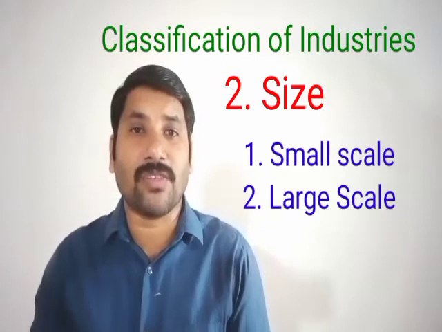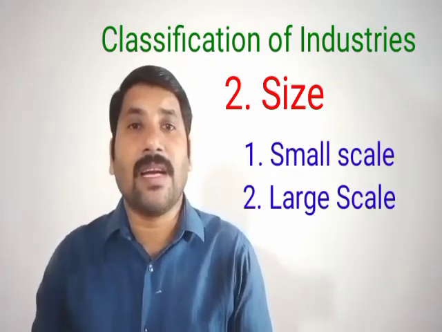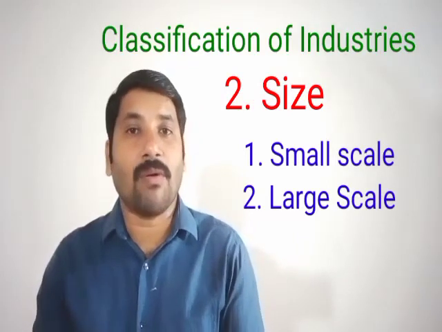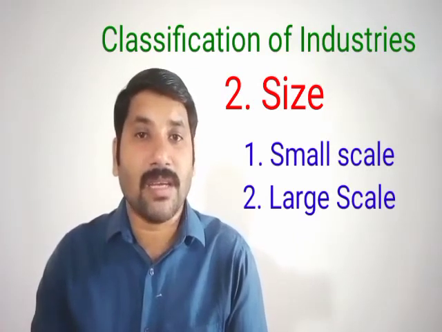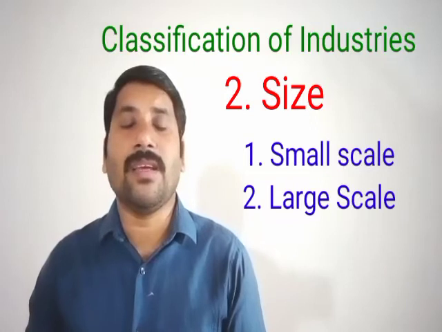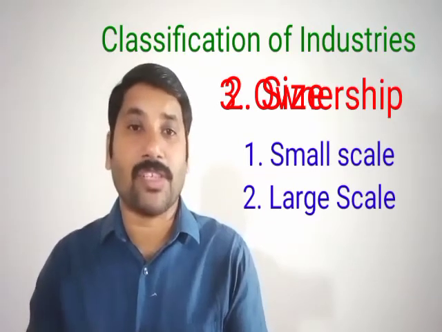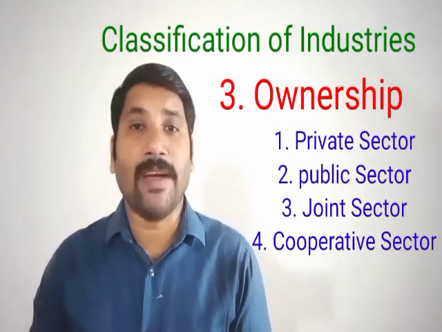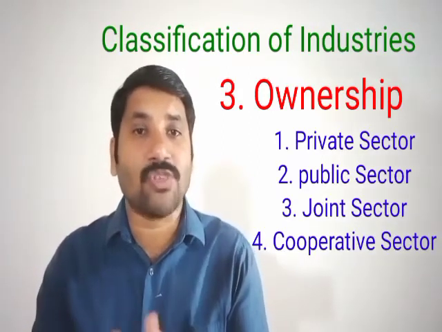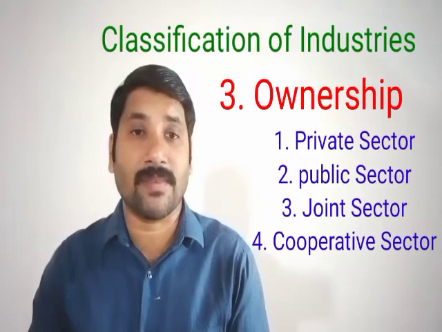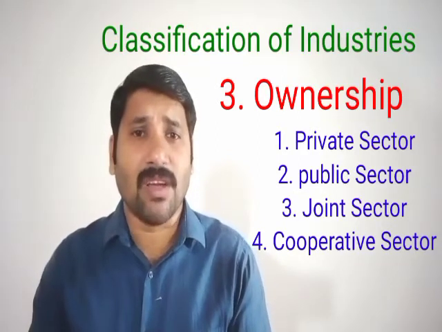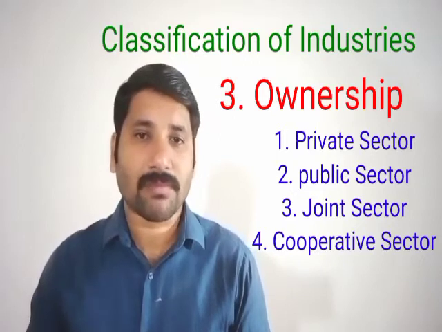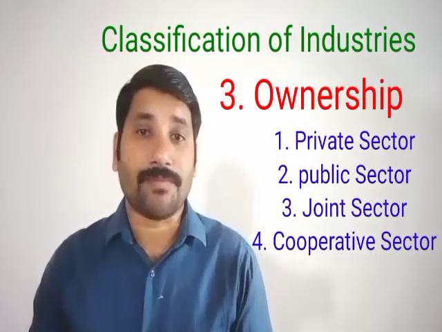In large scale industries, investment is higher and technology used is superior. Production of automobiles and heavy machinery are large scale industries. Ownership. Based on ownership, industries can be classified into private sector, public sector, joint sector and cooperative sector. Private sector industries are owned and operated by an individual or a group of individuals. Example, TISCO.